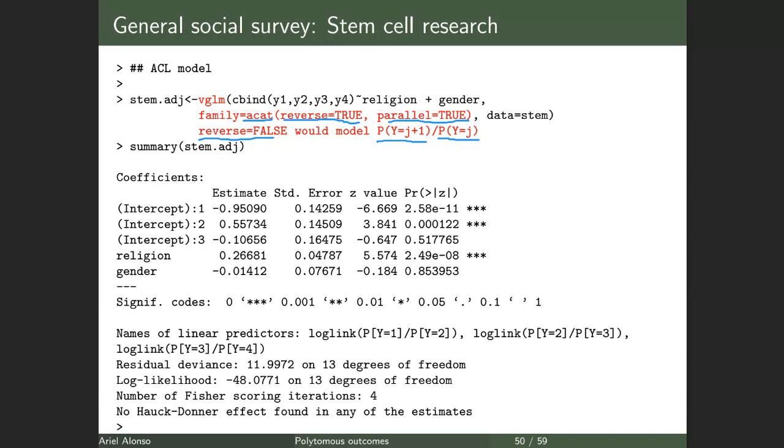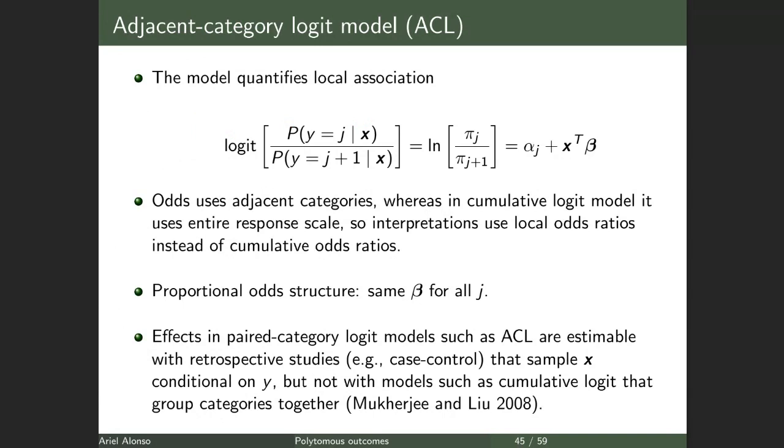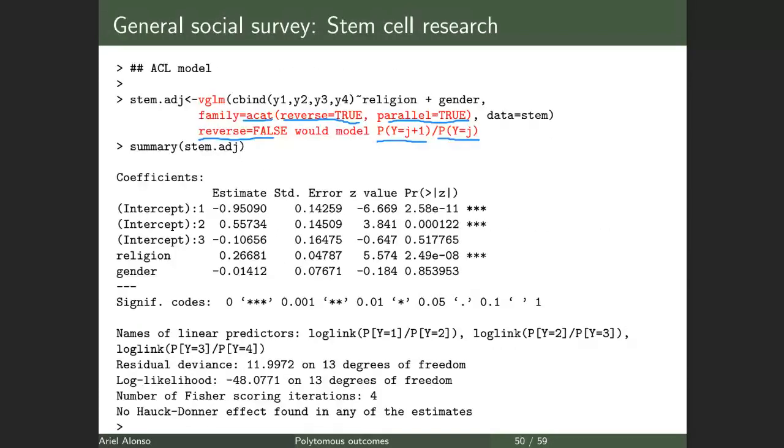So the only difference would be if you're going to be modeling this ratio over here, or if you're going to be modeling the inverse of this ratio. But for the rest, it is the same. So here you have your model, and that's the way to fit it in R, and these are now the results that we get. And as you can see, the effect of religion is positive and highly significant.